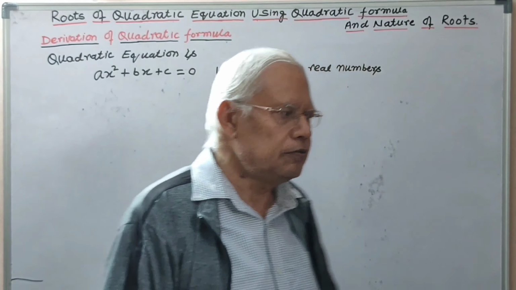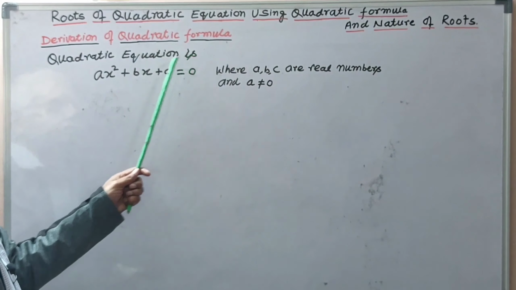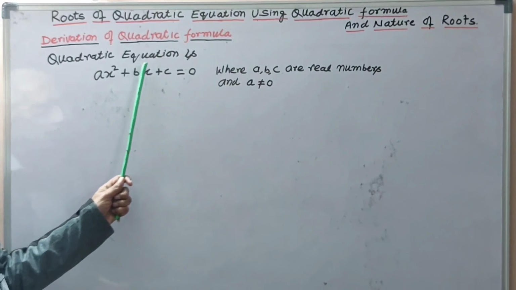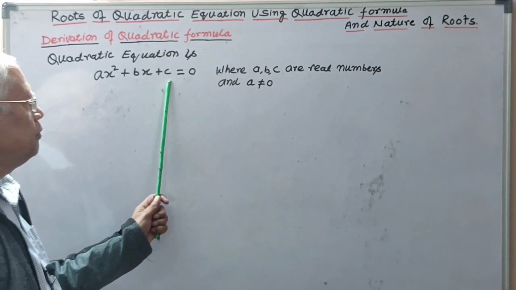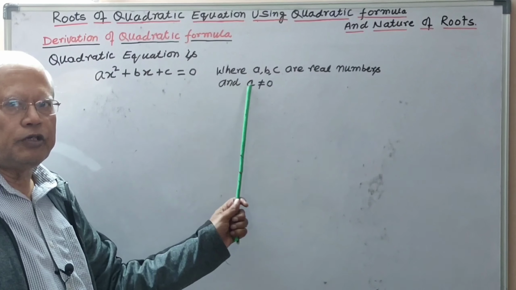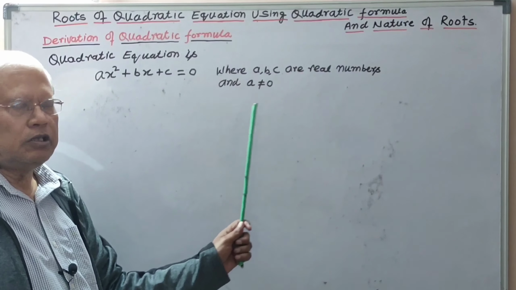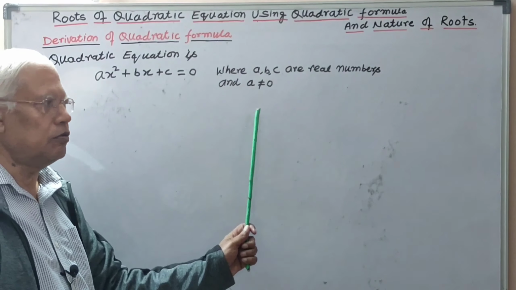So let us start. Derivation of quadratic formula. We already know that quadratic equation is ax square plus bx plus c equal to 0, where a, b, c are real numbers and a is not equal to 0.